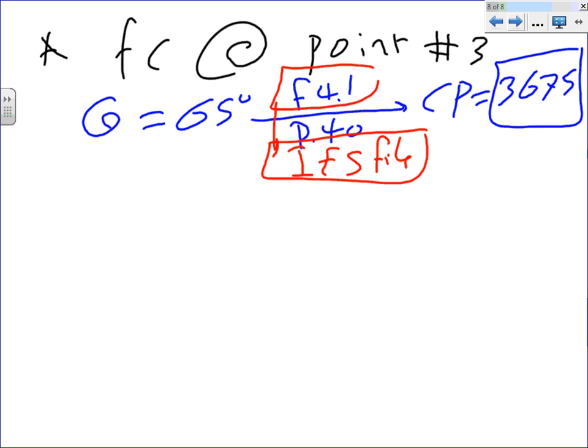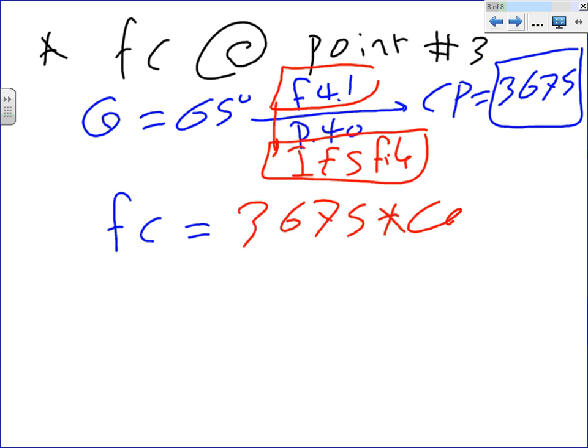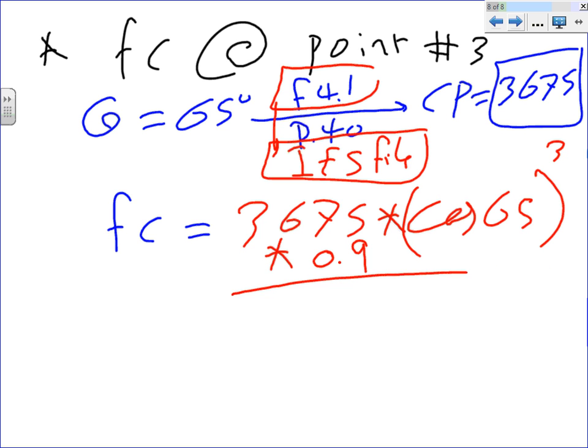Okay, let's plug in the numbers. Foot candle equals 3675 times cosine 65 to the power 3, times 0.9, divide everything by the height, which is 10 to the power 2. Any questions?